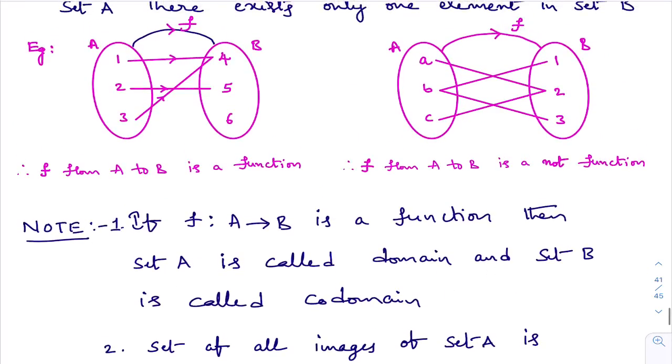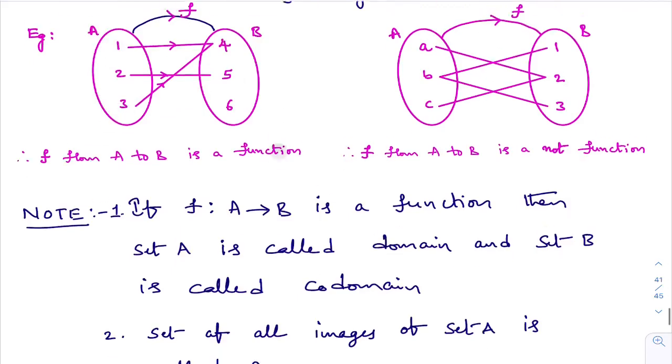If f from A to B is a function, you see this is the function. This is the example for a function. If f from A to B is a function, then set A is called domain. What is set A? Set 1, 2, 3 is called domain. Set 4, 5, 6 is called codomain. And we learn about range also.